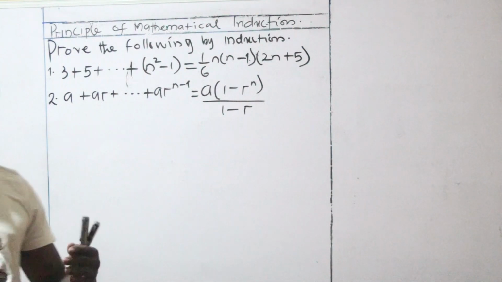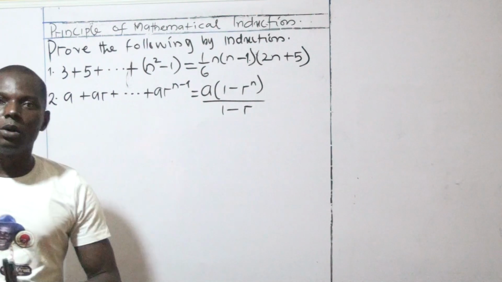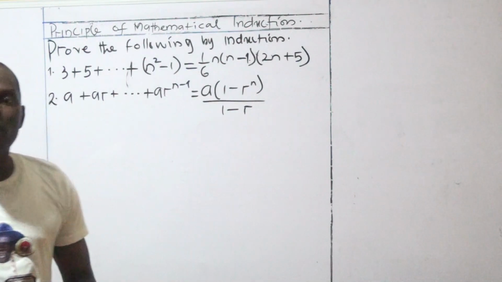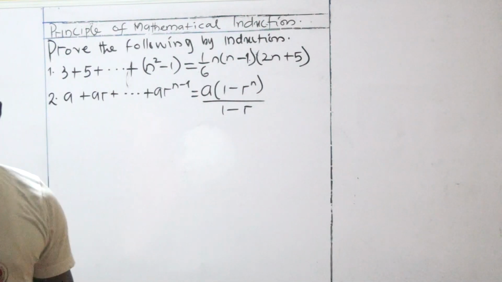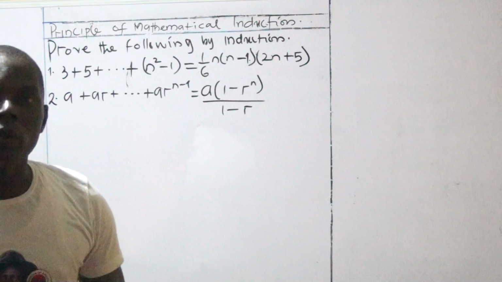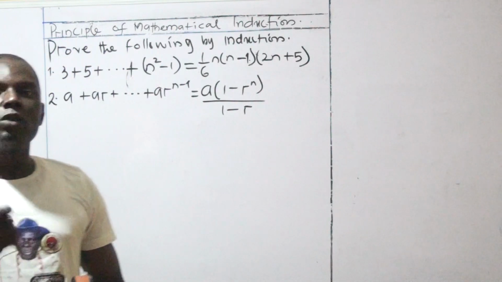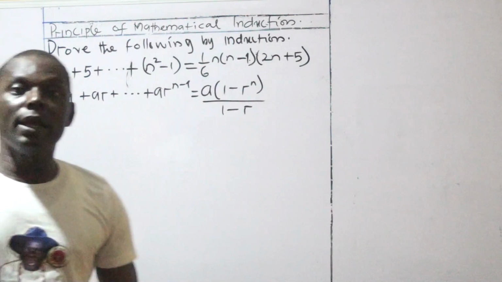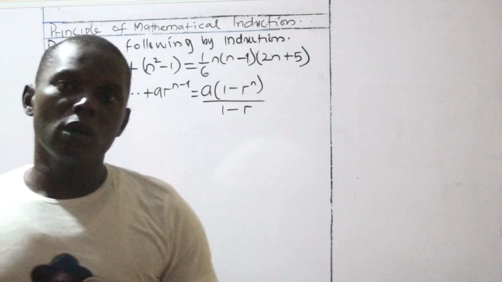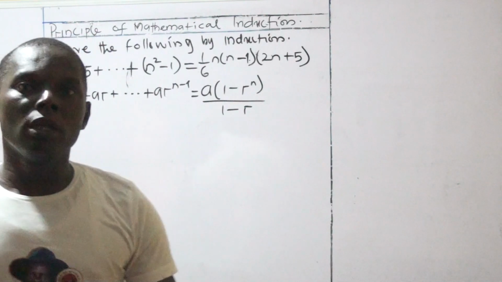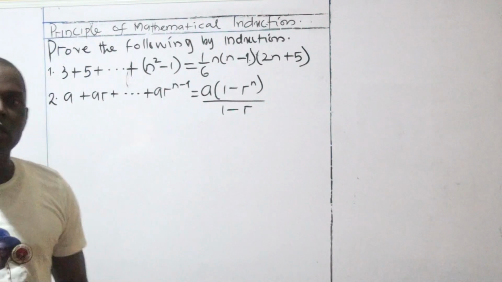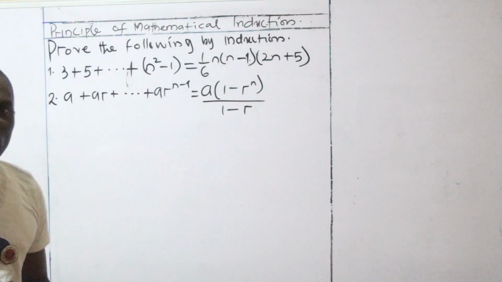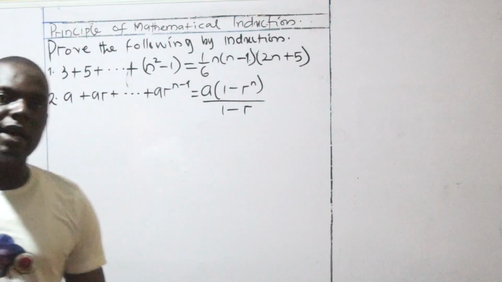Okay, and you recall that in proof by induction, the first thing you have to do is to show, for what you intend to prove, that it is true when n is either 1 or 2. Once that is shown, the next step is, since it is true for n equal to 1, you then assume it is also true for n equals k. That is the second step.